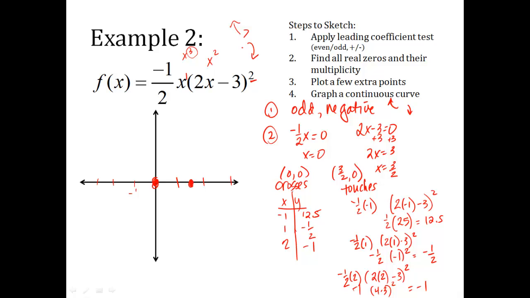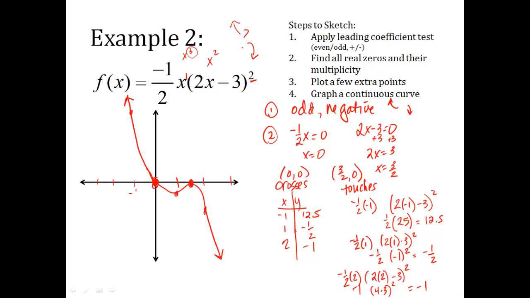Okay, so at -1, it's way up at 12.5, roughly. At +1, it's at -1/2, so it's just coming underneath the x-axis. And at +2, it's at -1, roughly. All right, so here you can see what's happening. It's crossing here, coming up, bouncing, and coming down. And that leaves this little arm to come up to connect here.